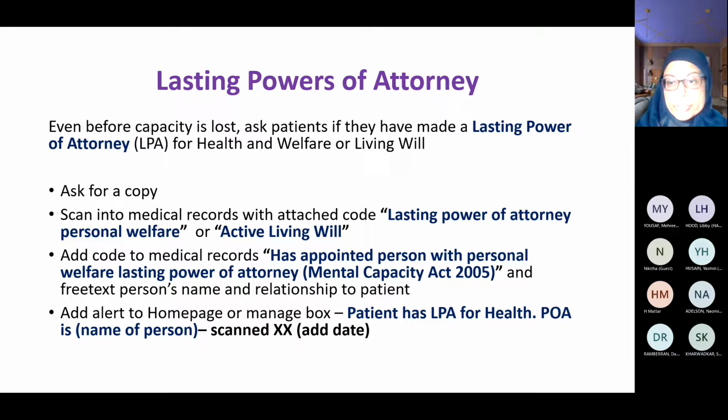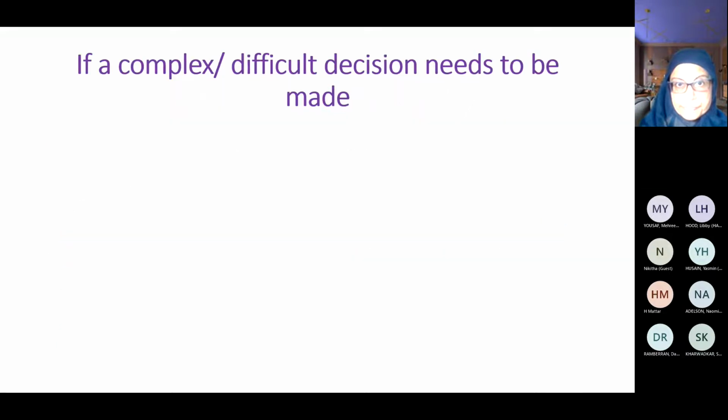We can also put the code 'has appointed person with a lasting power of attorney', and you can put the person's name and their relationship, and obviously put some sort of alert, on SystmOne the homepage, or on EMIS the manage box, that the patient has a lasting power of attorney for health. The POA is whoever, and the date that it's been scanned so that you can refer back to it.